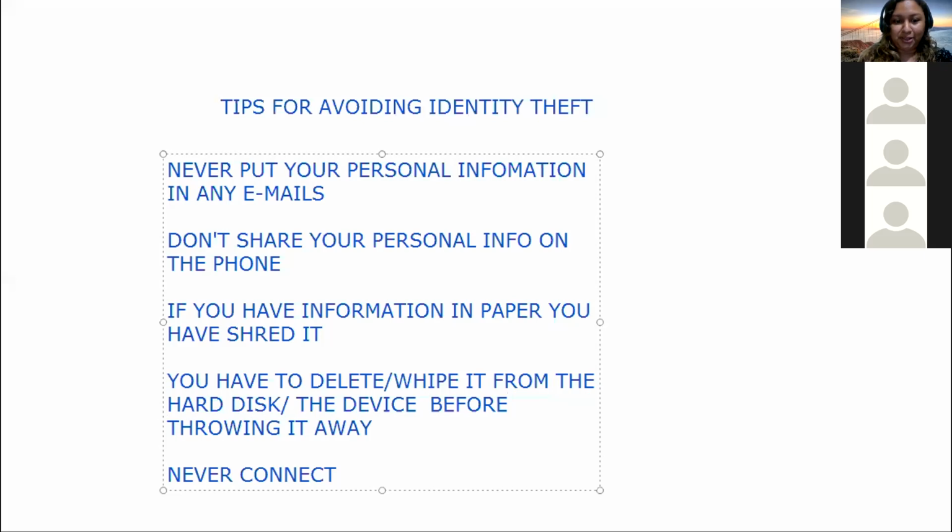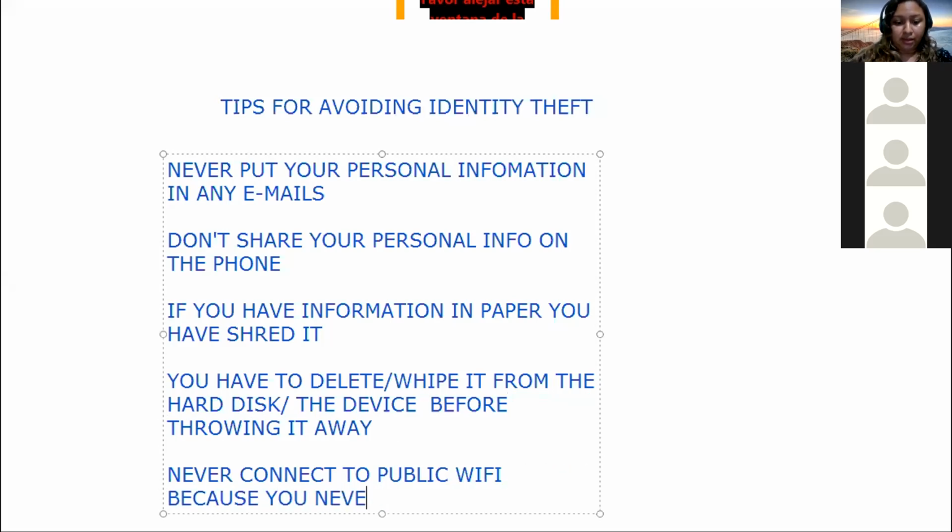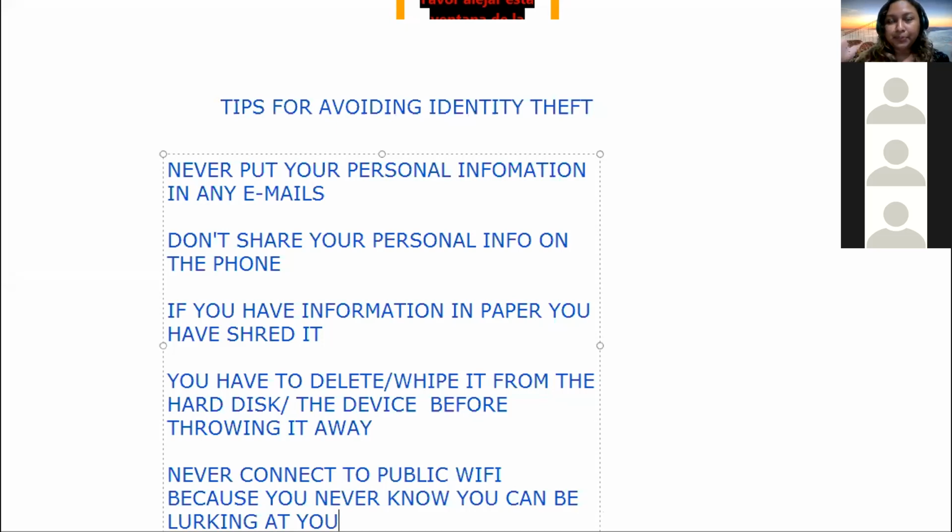What a nice word to use. "Never connect to public Wi-Fi," you said. "Because you never know," you said, right? "Who can be lurking at you?" Lurking. Do you guys know lurking? A good way to explain lurking is when sometimes, right?